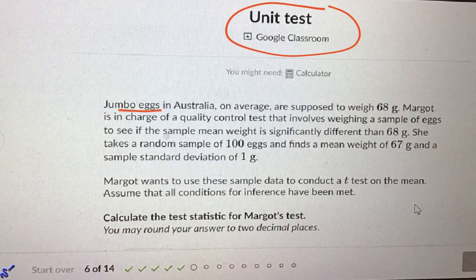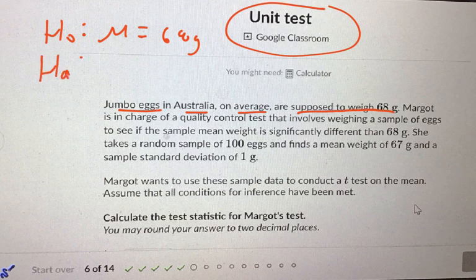We have jumbo eggs in Australia on average are supposed to weigh 68 grams. So notice guys, our H naught is going to be, our mean weight is equal to 68 grams. Our alternative is what? Well, let's see what we're predicting here.